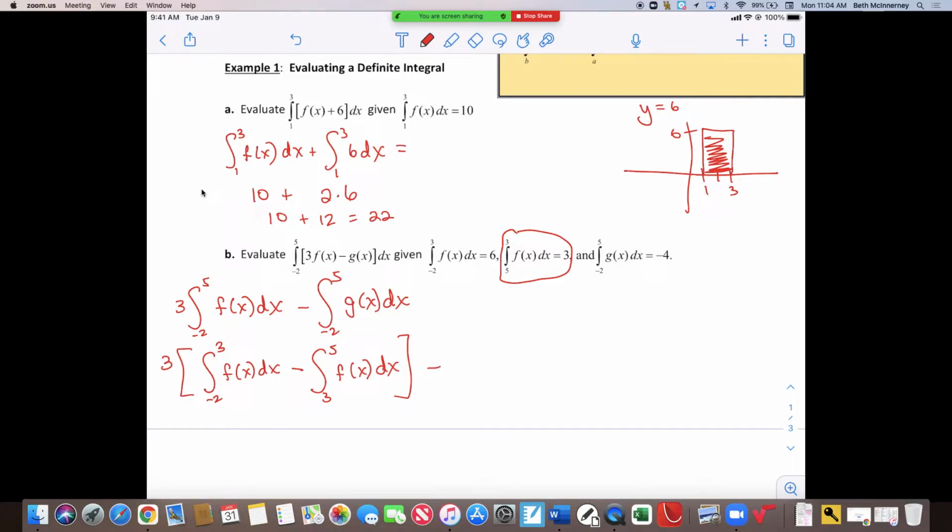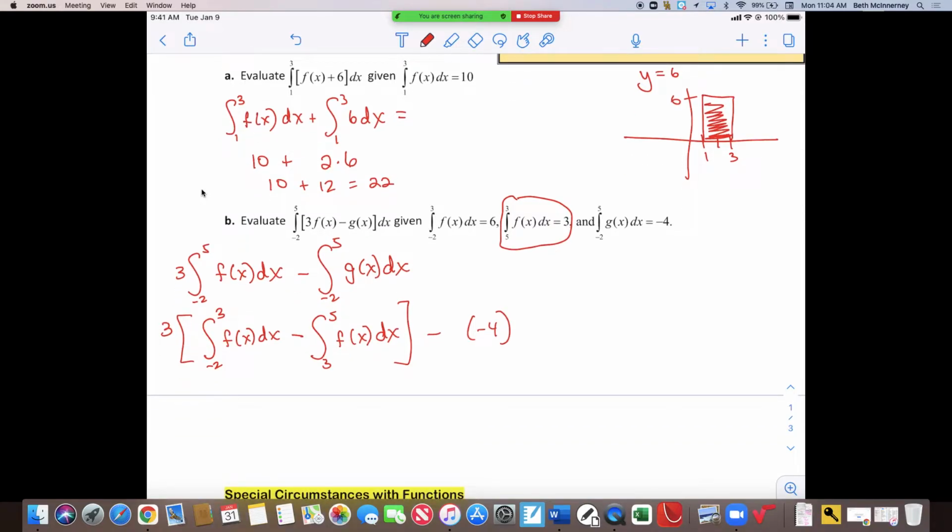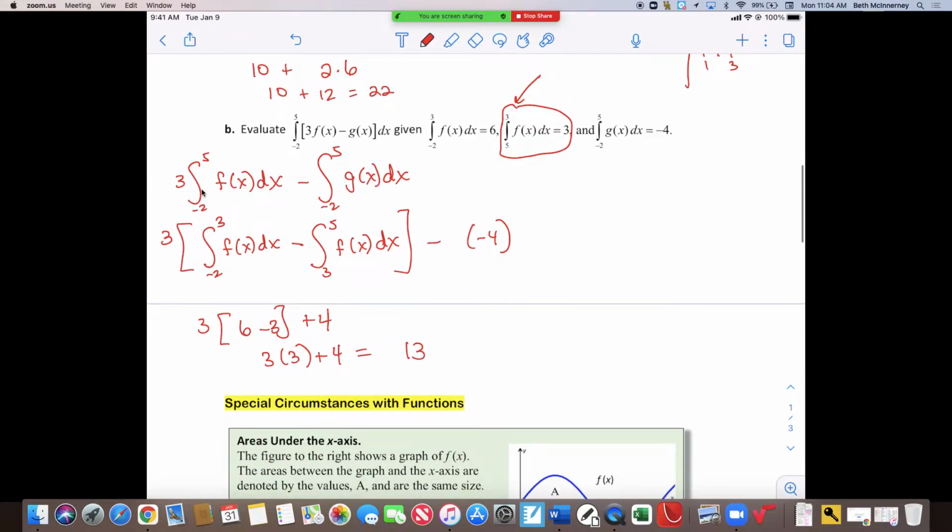And then we know the integral of g of x was -4. So do you understand that? I had to flip the limits of integration. So then that's 3 times the quantity, 6 minus 3... So that's 13. So this is how you can use these different properties. Anytime you see an integral and the lower limit is bigger than the upper limit, you're going to have to switch them and negate.